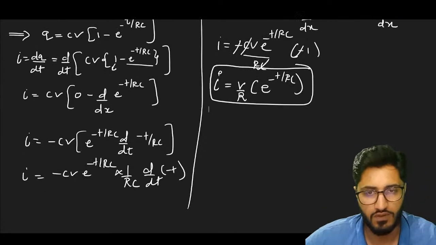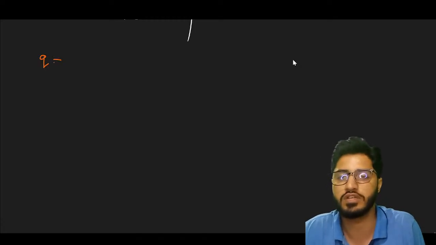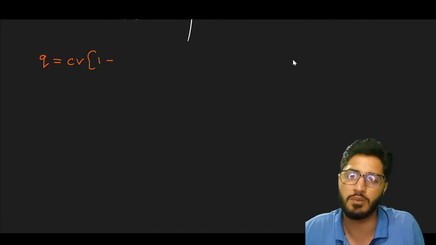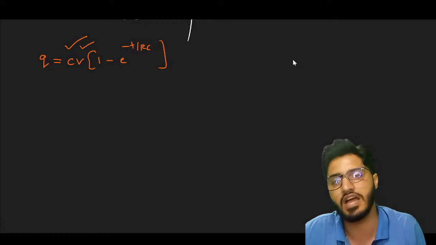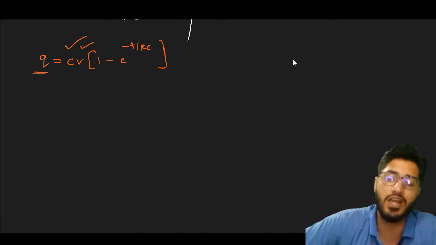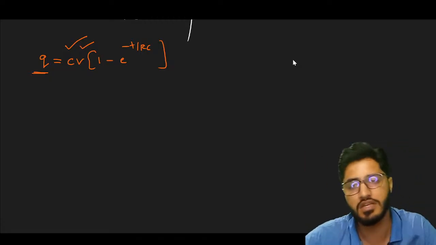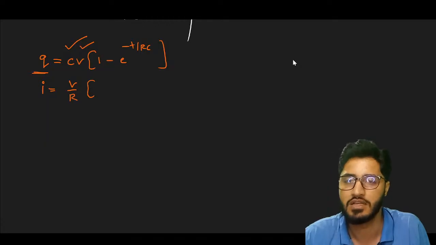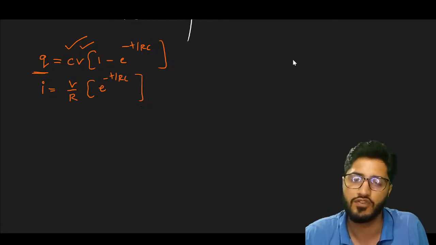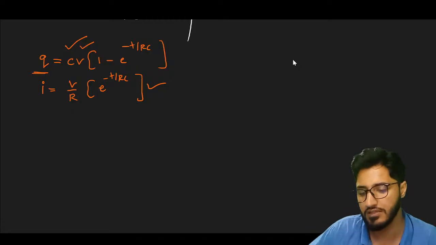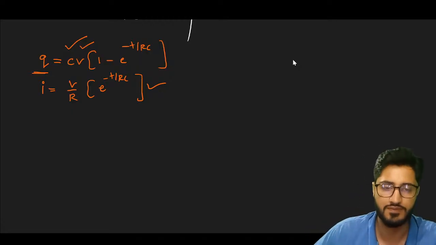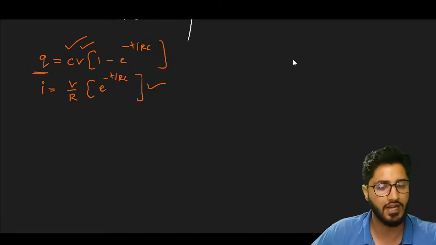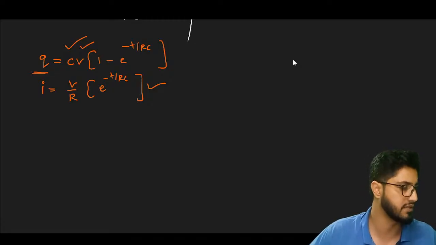So what is my equation now? Look, I have two equations. One equation is charge: Q equals CV(1 minus e to the power minus T by RC). C is given, V is given, so I will get my charge. So find the charge across the capacitor when my time is 6 minutes. One more: I equals V by R e to the power minus T by RC. This equation I need to use to get my current. If you want to get the current, you need to use this one. Very simple.